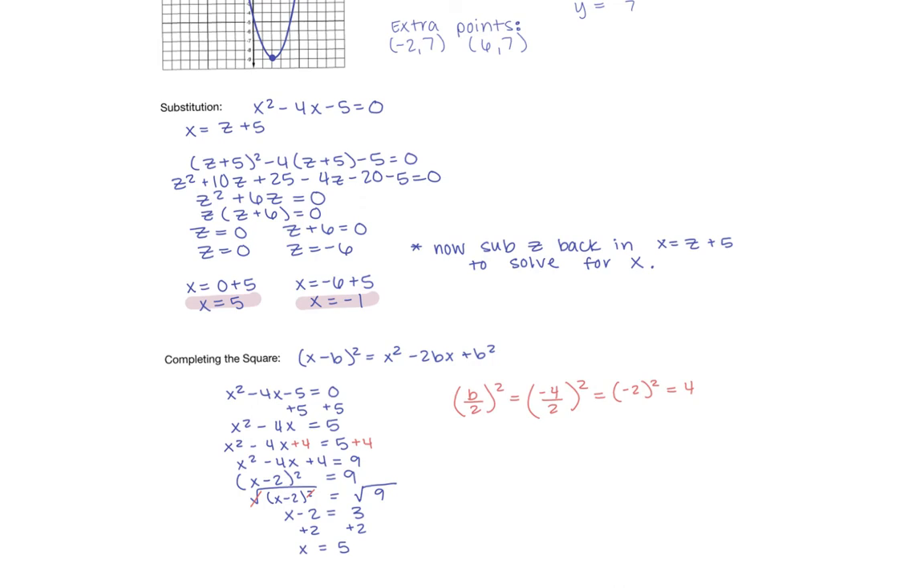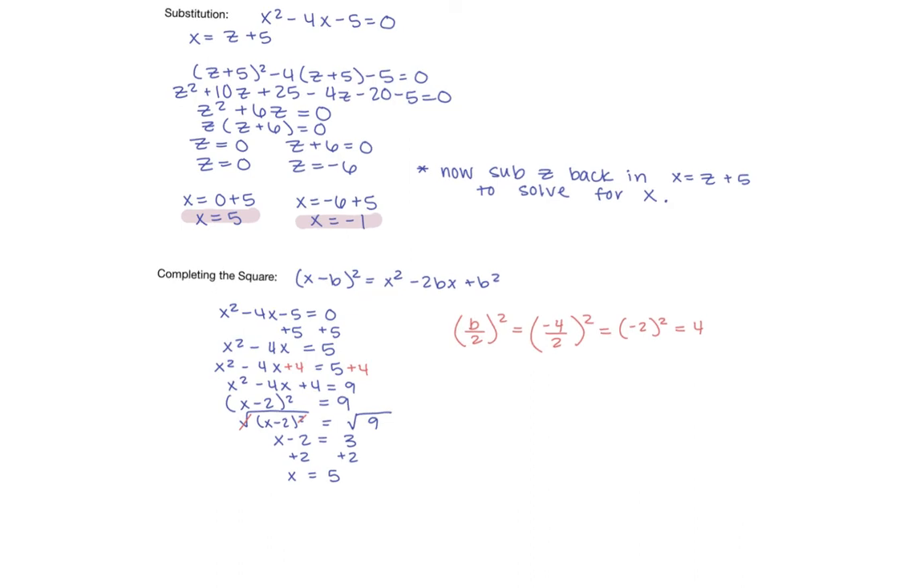Now to solve for x, you substitute z back into x equals z plus 5. So x equals 0 plus 5, x equals 5, and then x equals negative 6 plus 5, x equals negative 1.